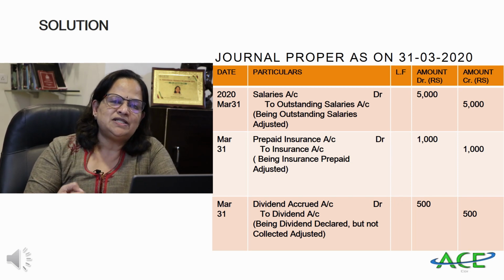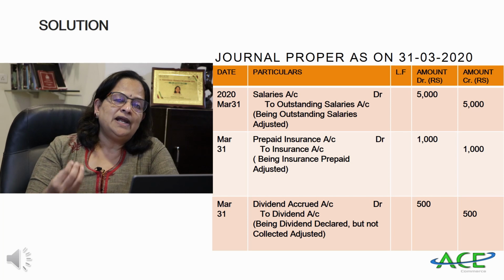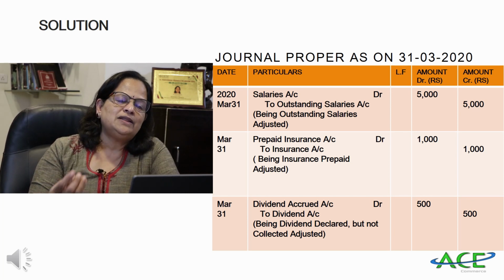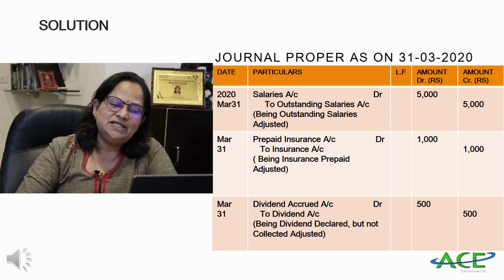So these are the adjusting entries: outstanding, prepaid and accrued. Accrued is dividend declared but not received. Salaries outstanding, rent outstanding, that means it is not paid. Prepaid meaning paid in advance, insurance prepaid, rent prepaid, anything. So these items we are adjusting through the adjusting entries.